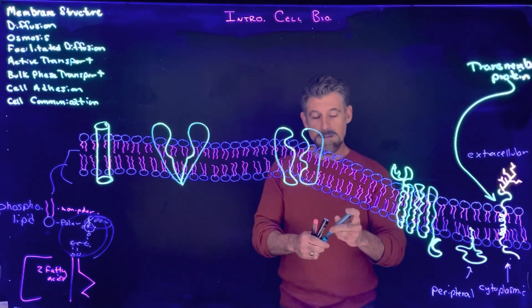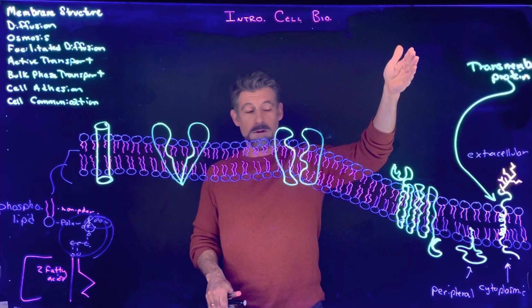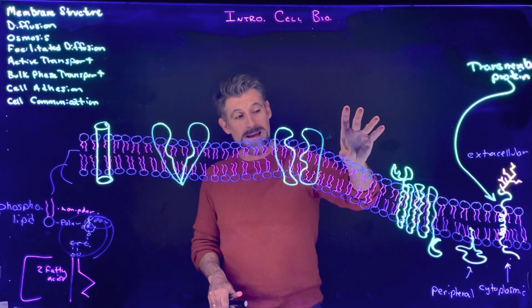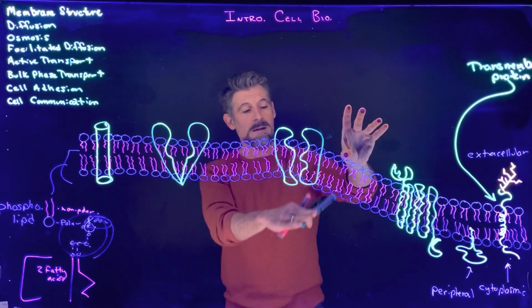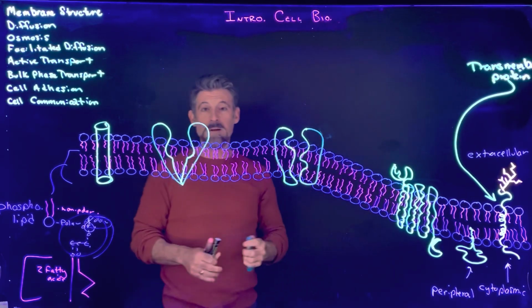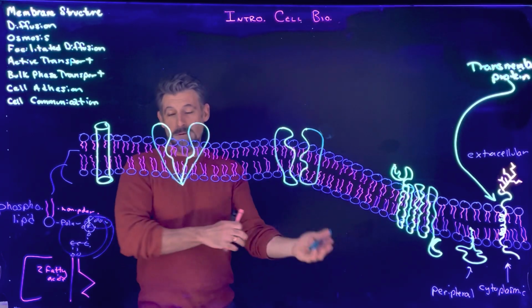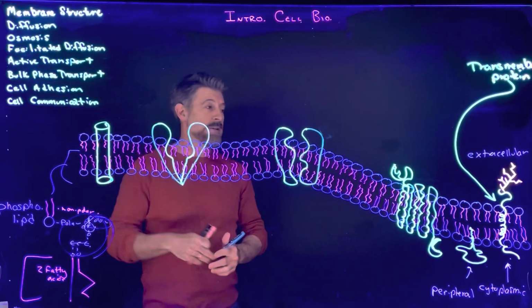And so peripheral proteins are embedded in the membrane, but they don't go all the way through. They don't go all the way to one side. So they may be only on the outside and not span all the way to the inside, or they may be only on the inside. In our class, mostly we're going to be talking about peripheral proteins that are on the cytoplasmic side that have different roles in some of these other types of cell function.